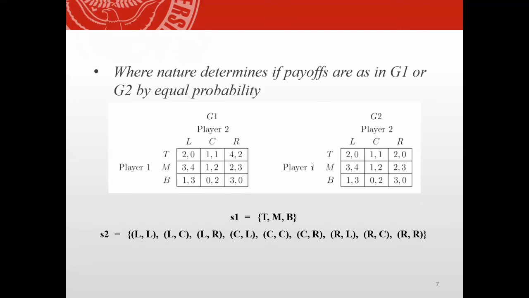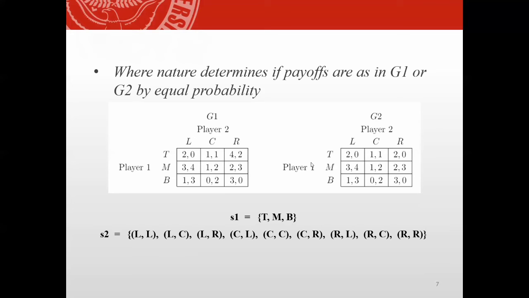The question is, what is the strategy space for player 1? What about player 2? So I got a solution for that. Remember that a strategy in a Bayesian game must specify an action for each type. Since player 1 does not know the game that will be played, he can only specify one action. Player 2, however, can specify an action for each realization of nature's action.